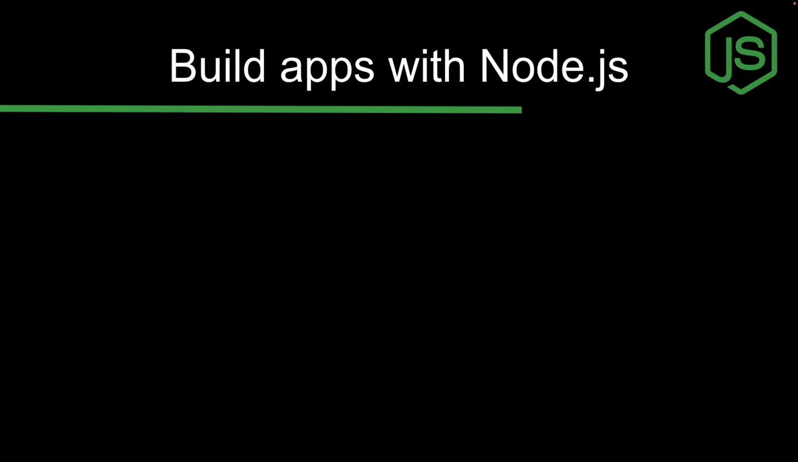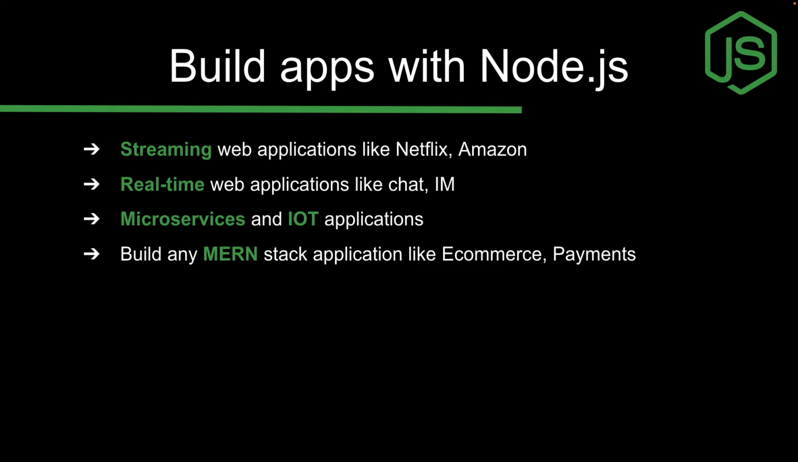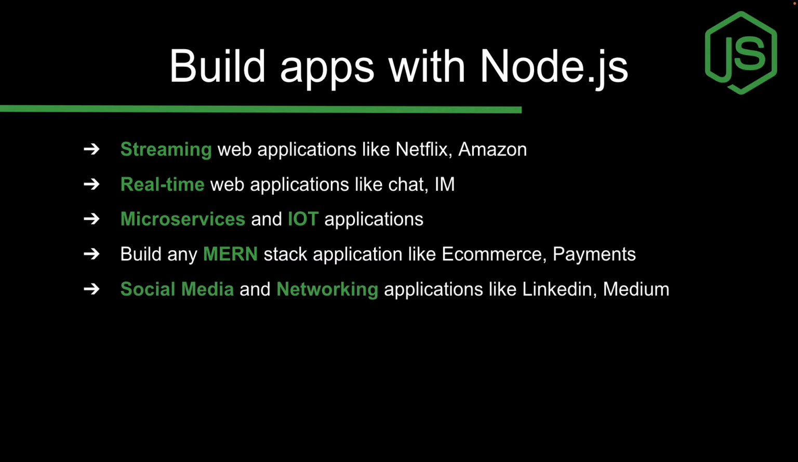With the help of Node.js, we can build streaming web applications like Netflix and Amazon. We can build real-time web applications like chat and instant messaging. We can build microservices, which is a popular modern architecture and API design, and IoT applications. We can build any MERN stack application, like e-commerce. We can also build social media and networking applications like LinkedIn and Medium. And last, creating RESTful APIs which can be consumed by any front-end or mobile application.